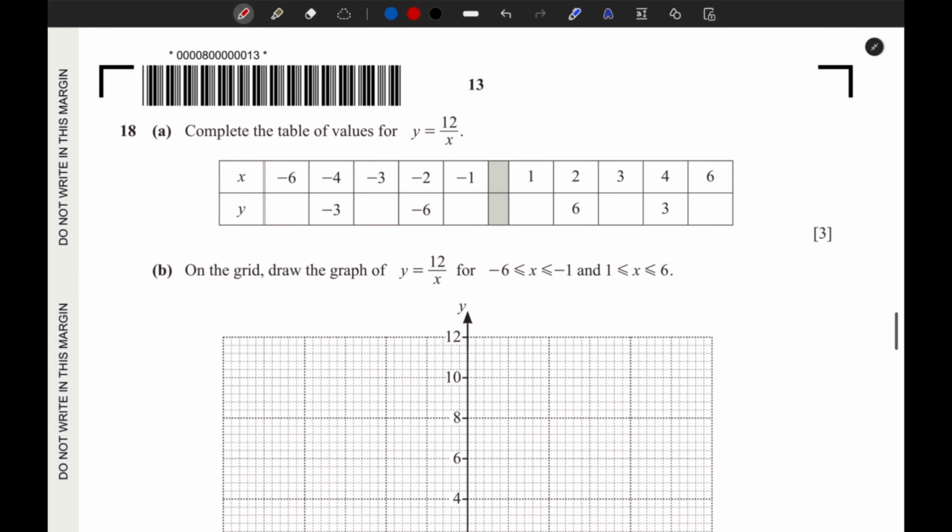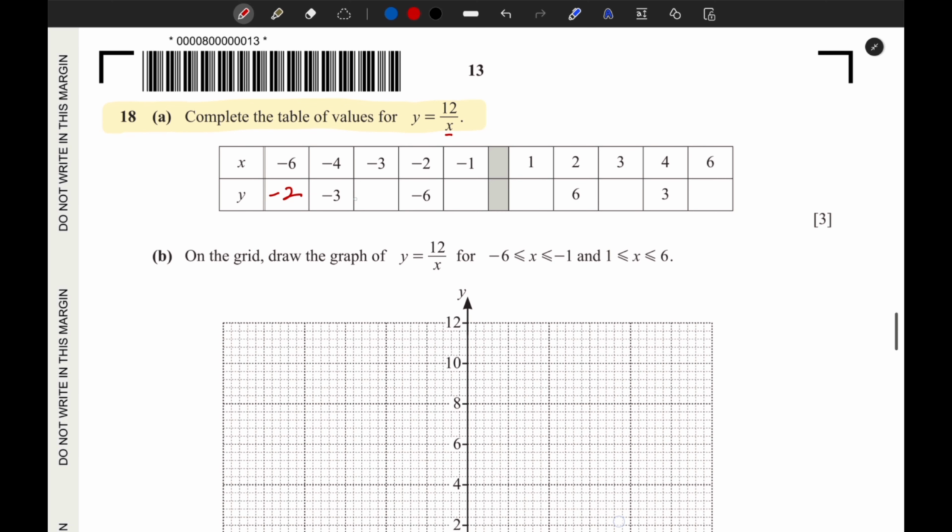Now question 18. Now see, 18 is: complete the table of values for y equals 12 by x. So here are the values. Let's complete it. See, x is minus 6. If this is minus 6, so 12 by minus 6 is minus 2. And this is minus 3, so 12 by minus 3 will be minus 4. And 12 by minus 1 will be minus 12.